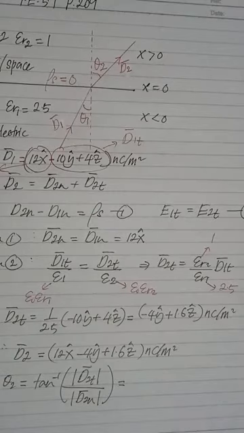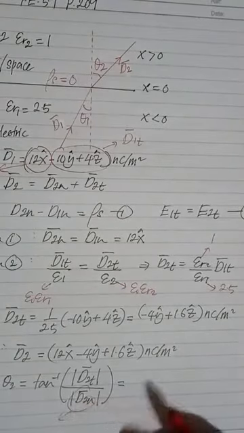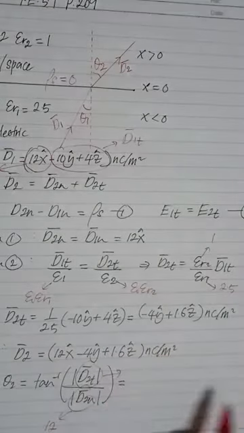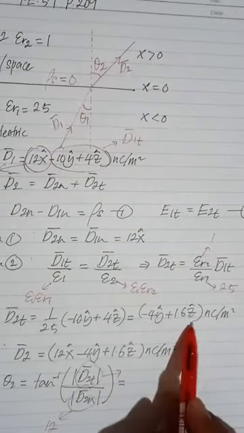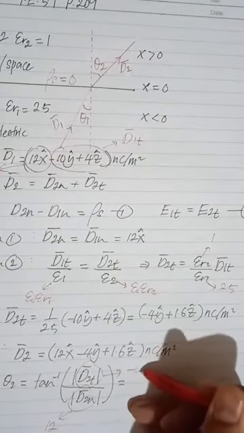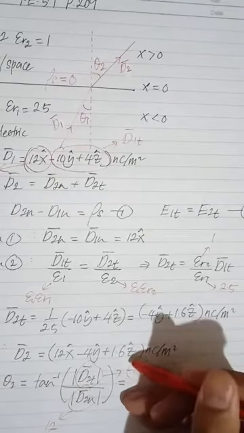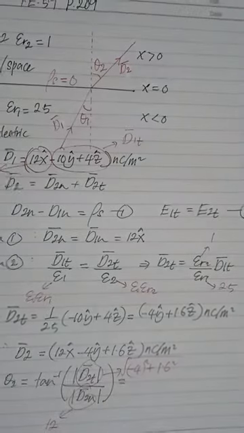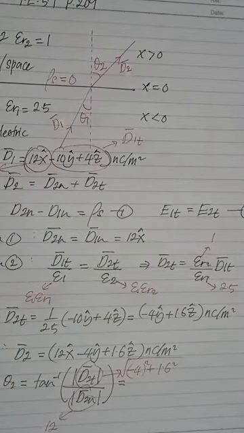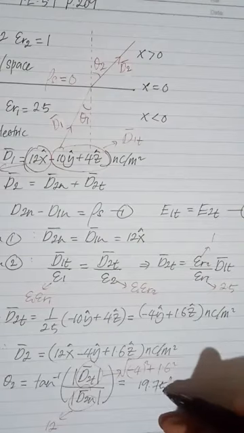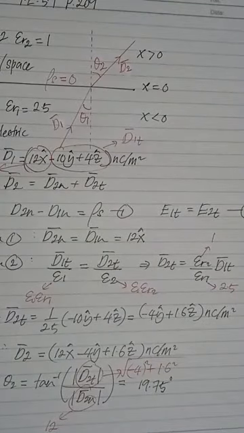So bear in mind, guys, this D2 normal component is actually equal to 12, and this tangential component is obtained from these tangential equations, whereby you're going to have minus 4 squared plus 1.6 squared, square root. Right, so if you proceed, you can see the value of the angle is approximately 9.75 degrees. Right guys, so I hope you can try it yourself, and all the best. Thank you.